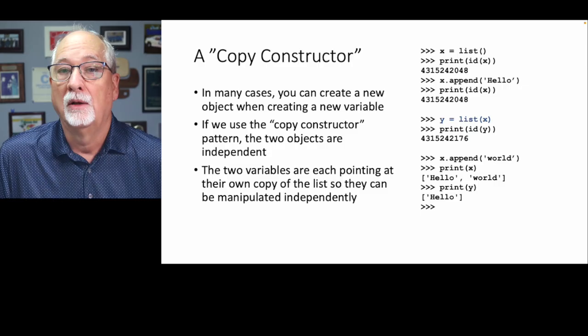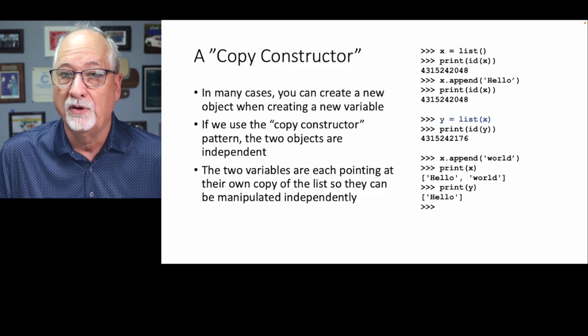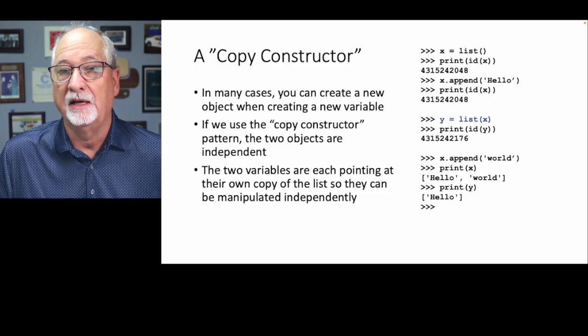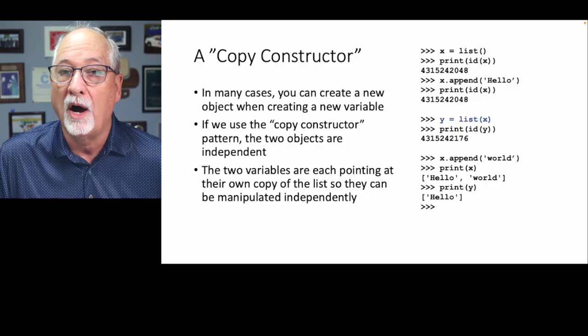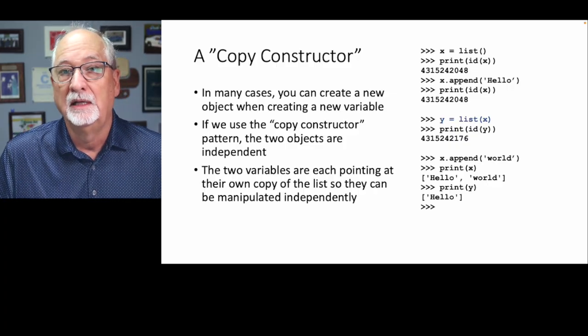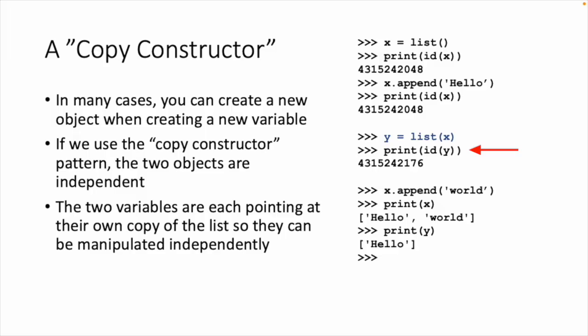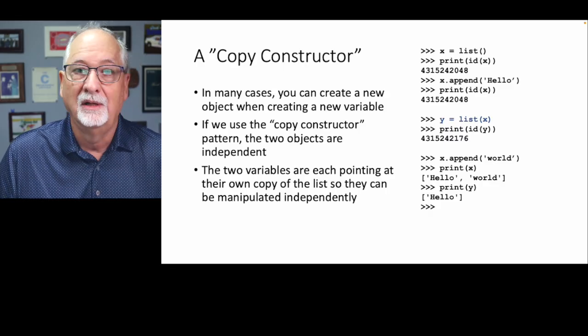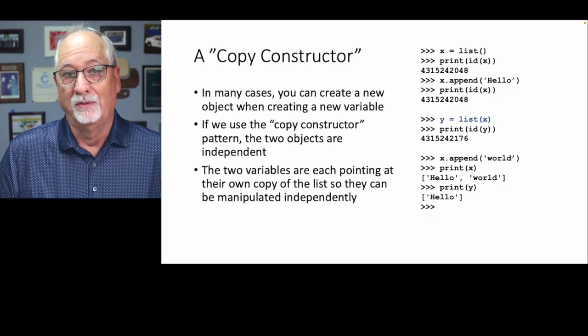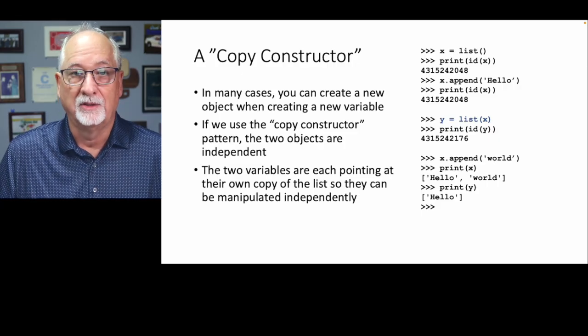And that says read through the list x and make full and independent copies of everything in that list and make a new list and have y point to that. That's what it's saying. So if we say, where is y, print id of y, we see that x is in one location and y is a list that's in another location. And then if we add world to x and we print it, we see hello world. But y, because it's an independent copy stored at a different location, print y just says hello. Okay, so that is a copy constructor.